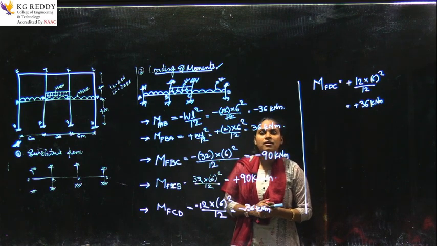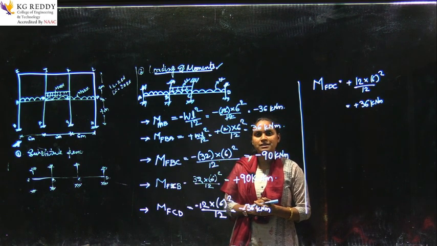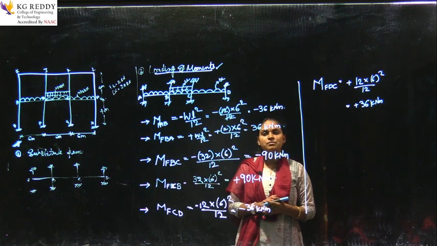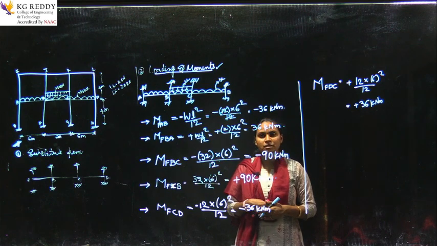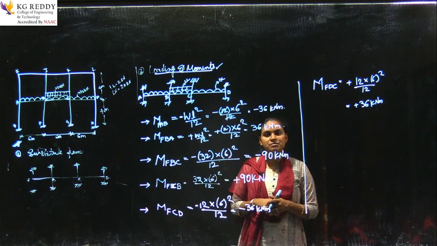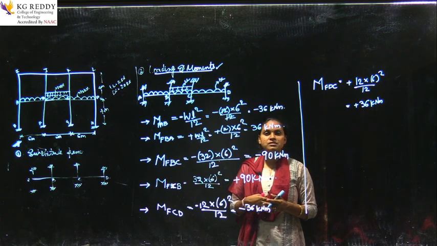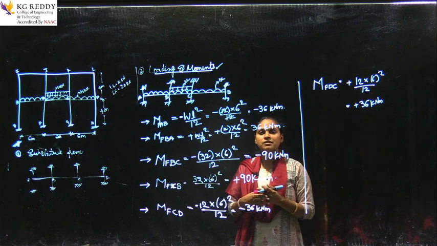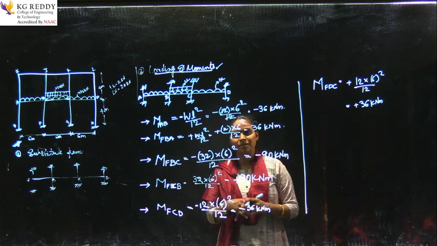Okay students, am I clear with step 1 and step 2? In the next class, you will see step 3, you will see the tabular column, and you will analyze the frame by using the moment distribution method. So remember to review the moment distribution method once again for the calculation of the substitute frame method.